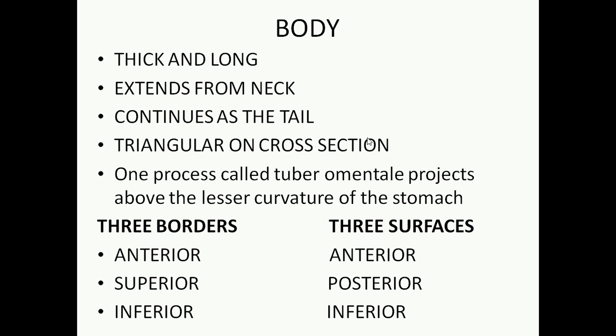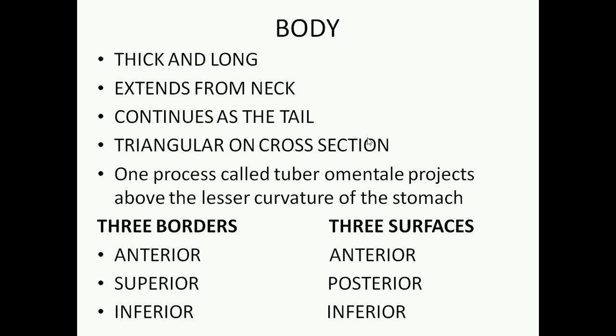Body. The body is thick and long, extends from the neck, continues as the tail, is triangular on cross section, and one process called the tuber omentale projects above the lesser curvature of the stomach. Since I said that the pancreas is triangular in shape, it has three borders and three surfaces. The three borders are anterior, superior and inferior. The three surfaces are anterior, posterior and inferior. These are the three borders and three surfaces. So it is easy to remember for you also. It has one anterior border, one anterior surface.